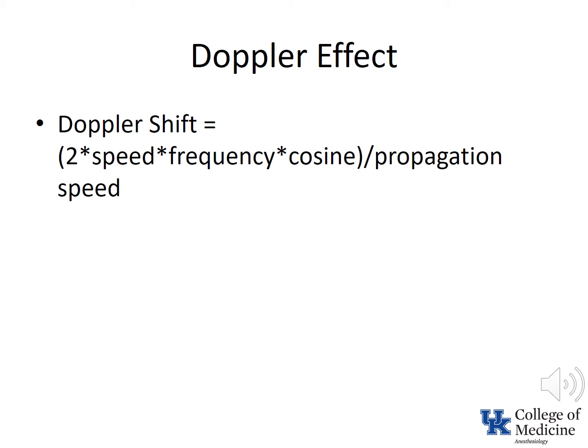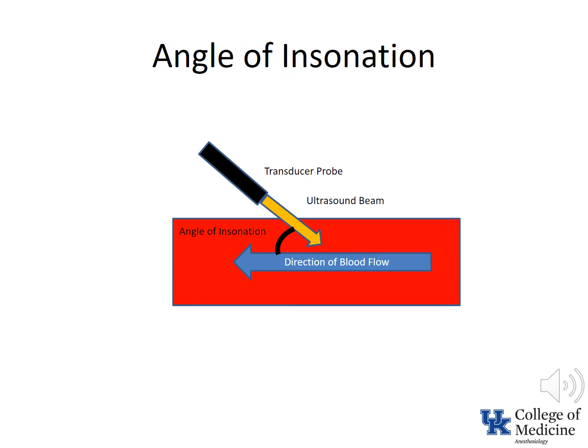This formula describes the Doppler shift. You don't have to worry about remembering the formula. Recognize that there are 5 factors in the formula. However, once you have selected your probe, the only factor you can control is the angle of the probe in relation to blood flow, that is, the angle of inclination. The angle of inclination is the angle between the beam and the direction of blood flow.